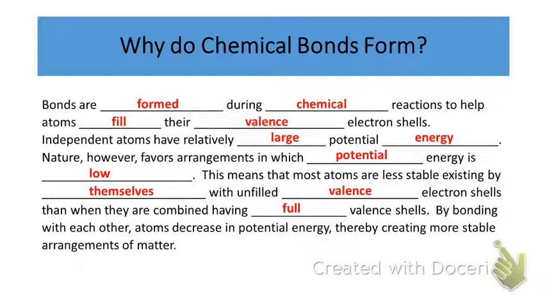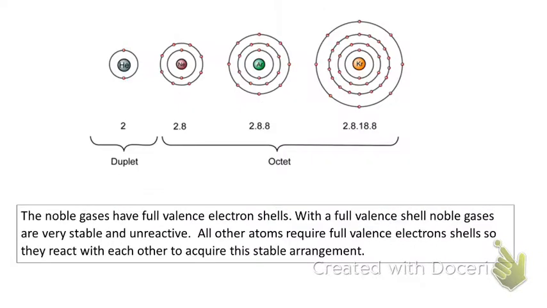So the way I want you to look at this is that when atoms do not have full valence shells, they have too much potential energy. And so in order to get rid of all that potential energy, the atoms are going to form chemical bonds that will allow them to have full valence shells. And they will be happy when they have those full valence shells and low potential energy.